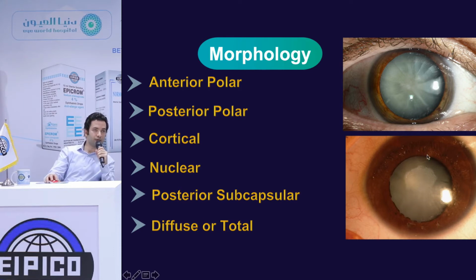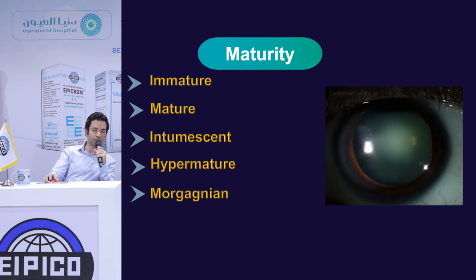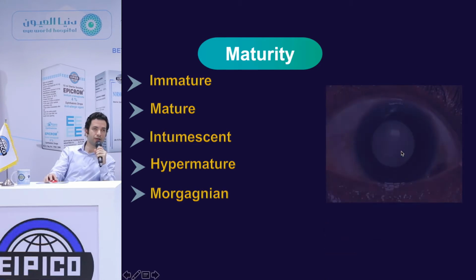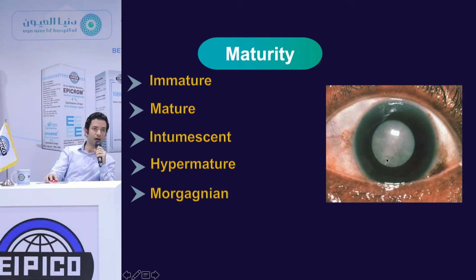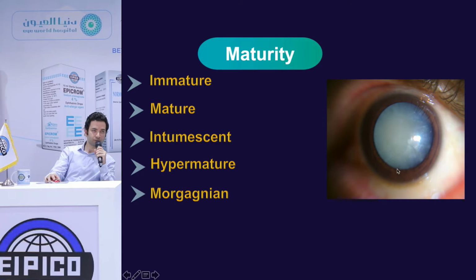According to maturity, the cataract can be classified into immature cataract, where it is not very visually significant, and then it can progress to mature cataract, where there is total opacification of the lens. When the lens is swollen, it is called intumescent cataract, and this can give rise to phacomorphic glaucoma, so this should be looked at carefully before the surgery.